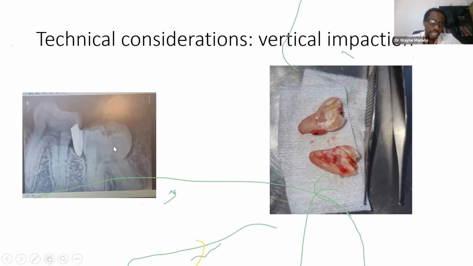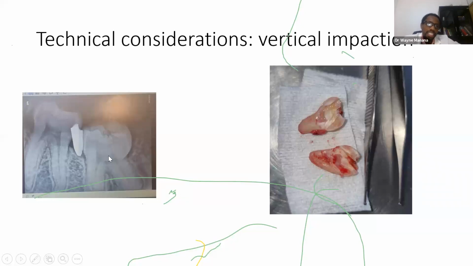For patients above 25 years, sometimes even if you try to elevate mesial and buccal, the tooth will not come out. So the solution is to divide the tooth. So if you look at the tooth, if you think the roots are hyperdivergent, you section the tooth right through the furcation area.